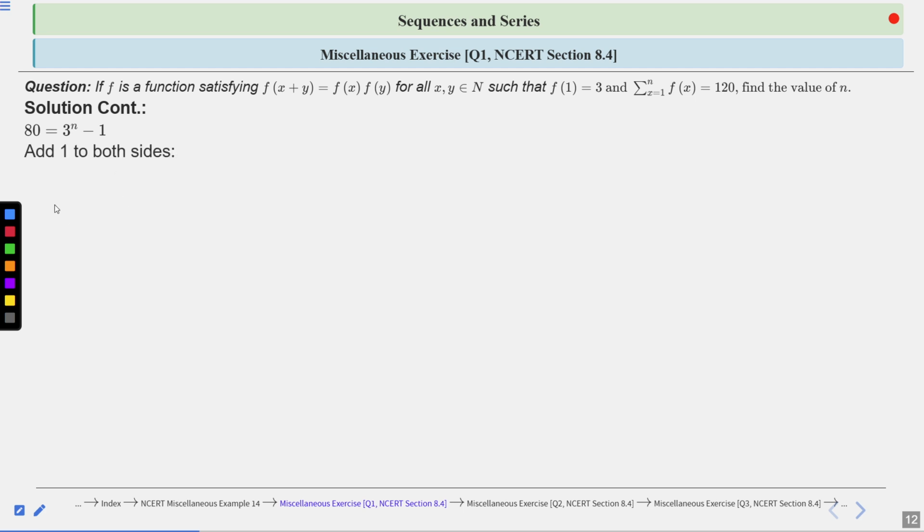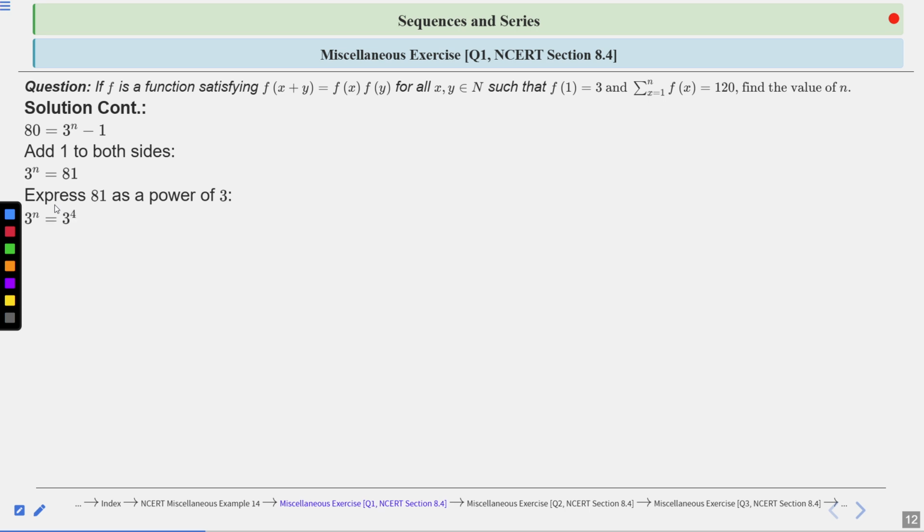Add 1 to both sides because we need to find the value of n. 3 power n equals 81. Here the right hand side quantity is 81 and the left hand side quantity is 3 power n. So 81 can be written as 3 power 4. Express 81 as a power of 3: 3 power n equals 3 power 4.